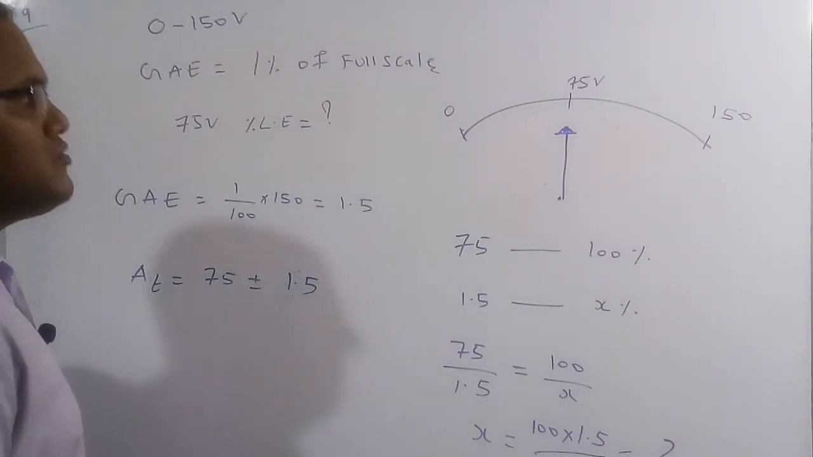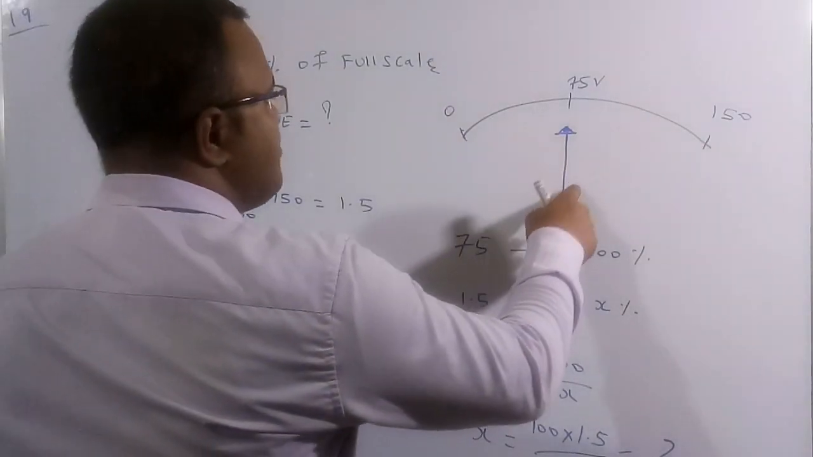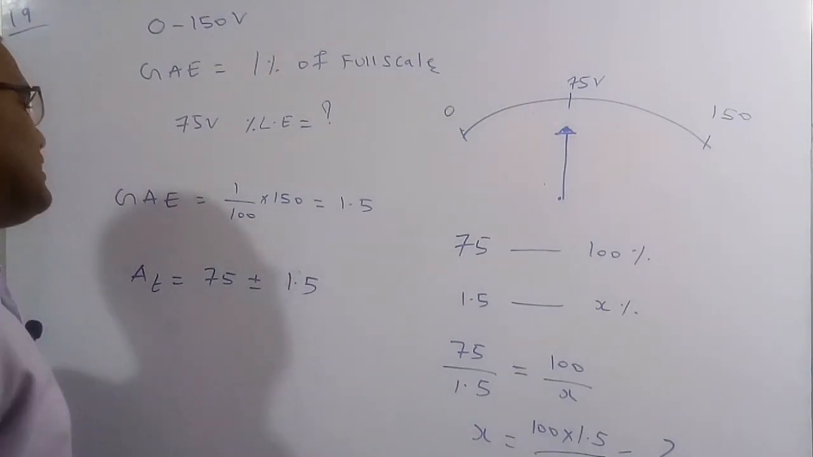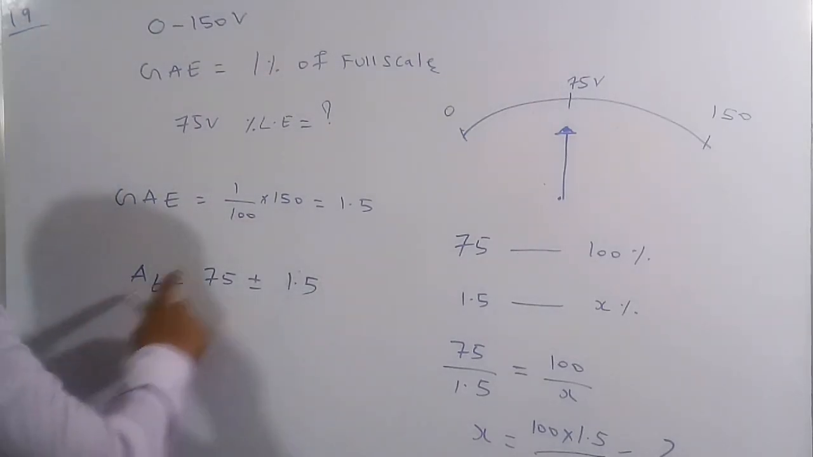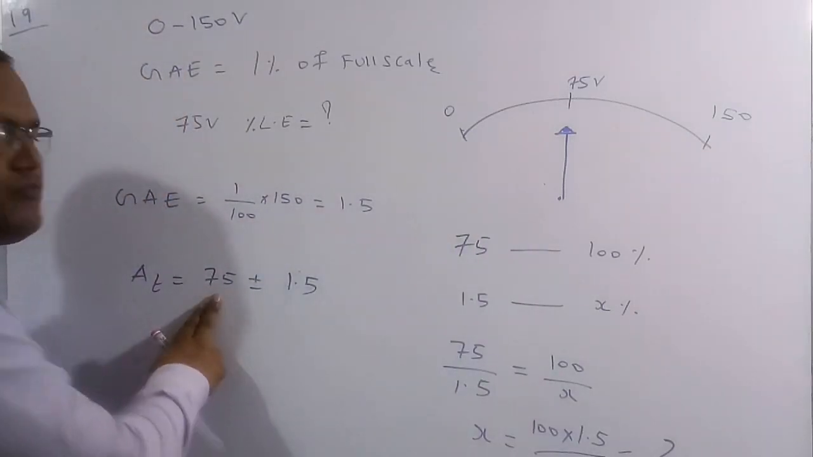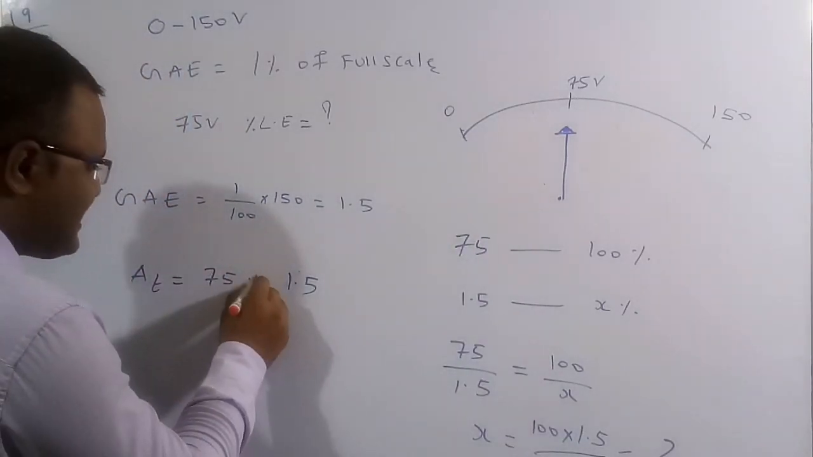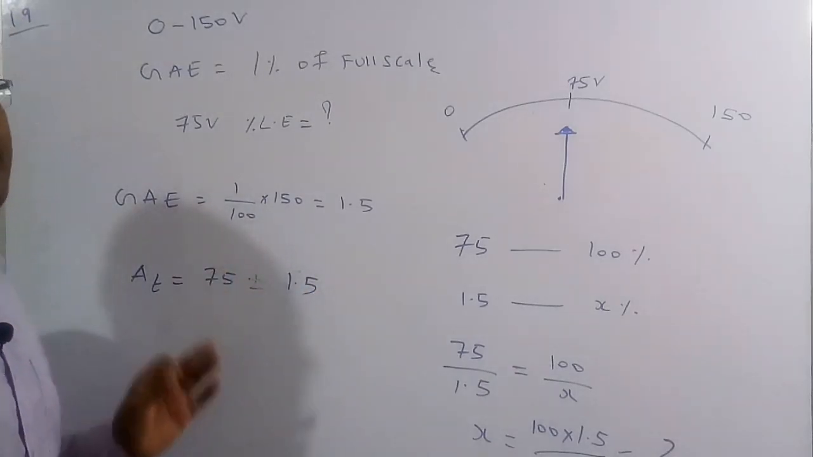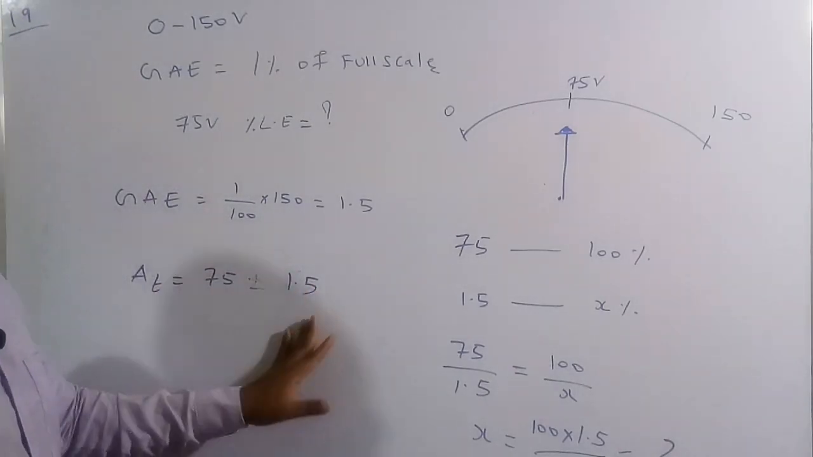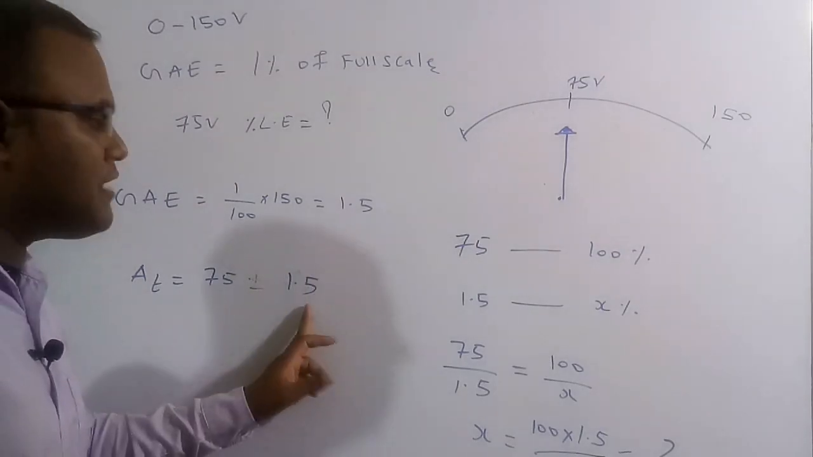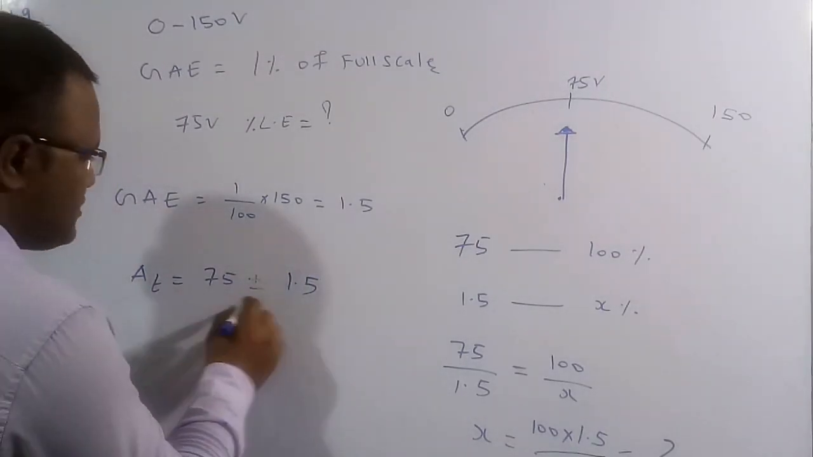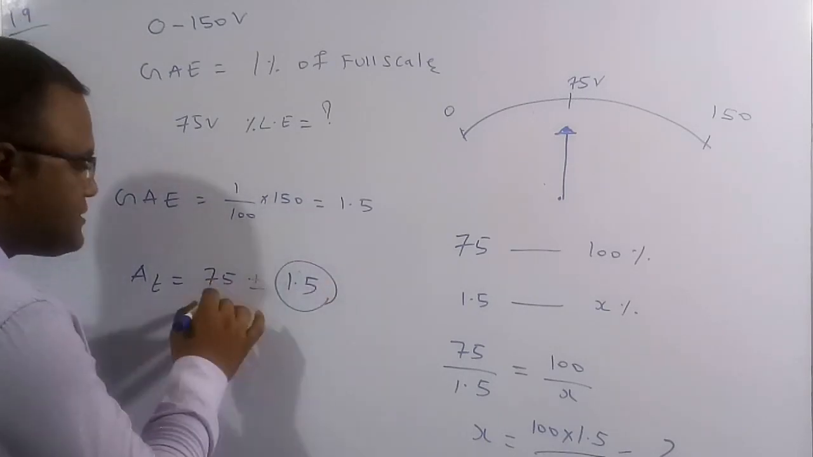In the question they also told that the pointer is going to measure 75 volt. Then what is the percentage of the limiting error? Now this pointer is measuring 75 volt. I have already told you, no matter what the position of the pointer is, the error will always be the guaranteed accuracy error. So the same error we need to take here, 1.5. Now we have to find what percentage of this 75 is this 1.5.